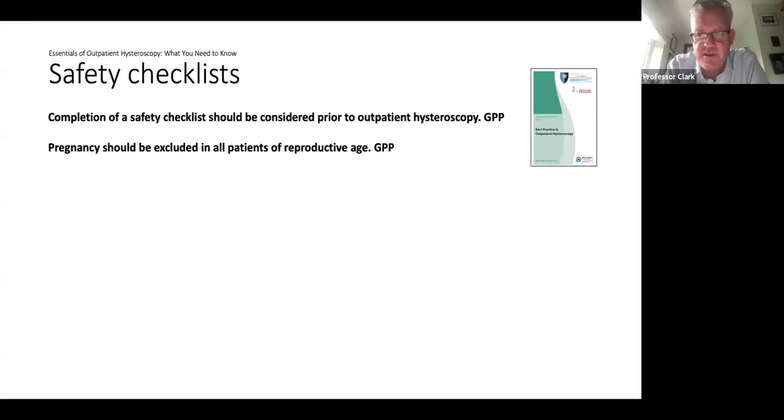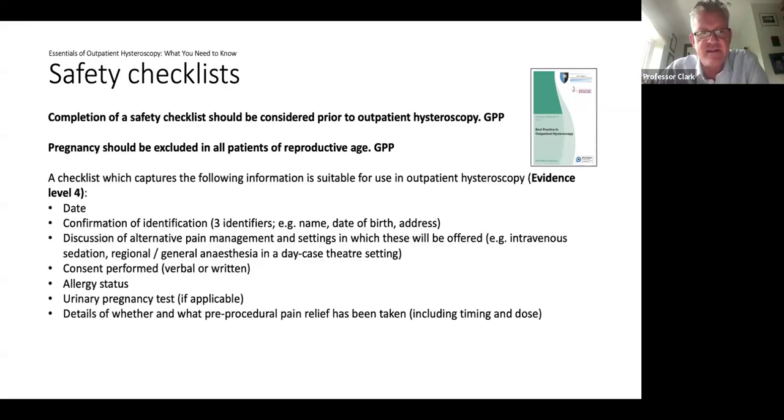So before we start the procedure, we tend to run through a little safety checklist of key points: what we're doing, what equipment we need, and any issues with the patient around allergies and health. Again, this is all in our up-to-date guidance. Certainly the one key thing is to make sure the patient's not pregnant, particularly if you're doing procedures in women of reproductive age and those with fertility desires. So that will be part of your safety checklist.